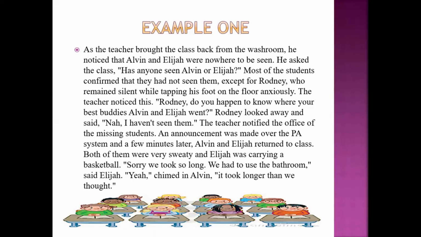The teacher notified the office of the missing students. An announcement was made over the PA system, and a few minutes later, Alvin and Elijah returned to class. Both of them were very sweaty, and Elijah was carrying a basketball. Sorry we took so long. We had to use the bathroom, said Elijah. Yeah, chimed in Alvin. It took longer than we thought. Now, based on this scenario, what do we think Alvin and Elijah were doing?